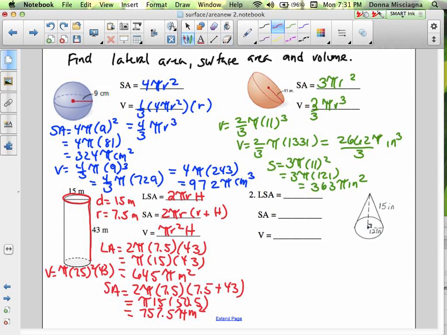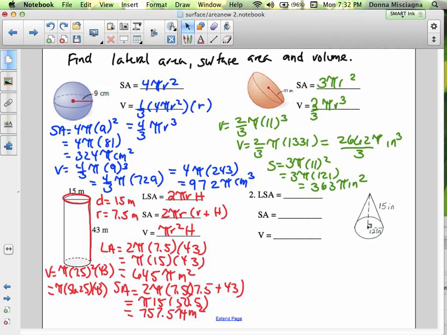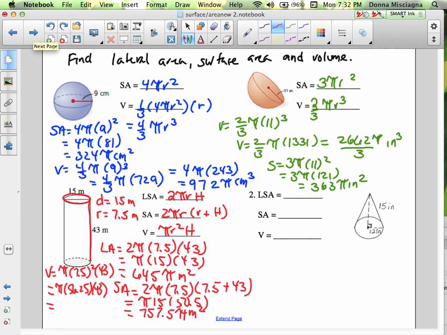The 7.5 squared is 56.25. So this would be pi times 56.25 times 43. Now let's use a calculator. Times 43 is 2418.75. So 2418.75 pi, and this was meters cubed. That's a pretty big cylinder. Maybe it's like a storage tank or a silo.